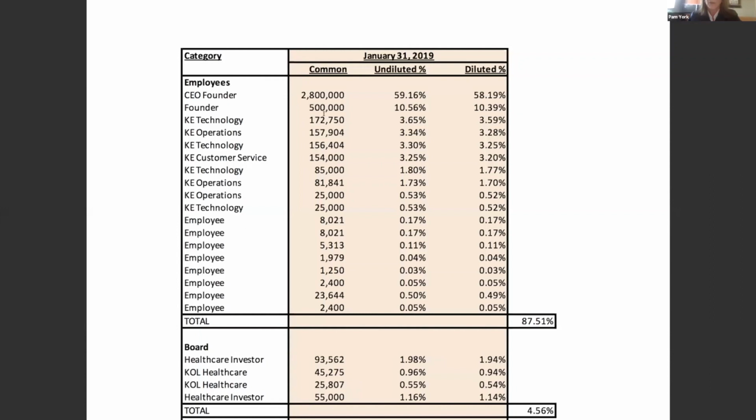So you can see with the equity split, 60% for one founder, 10% for another, roughly 3% for several key employees, and then dropping down to 0.5% to 2%. This is not at all uncommon, what you're seeing here, these distributions.